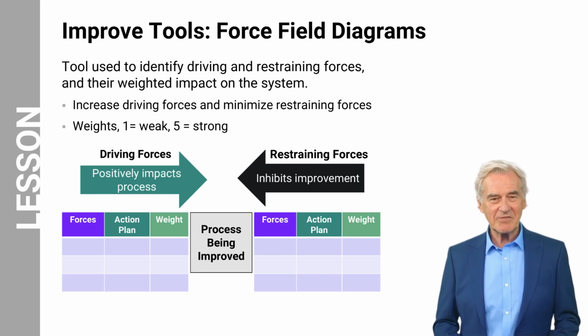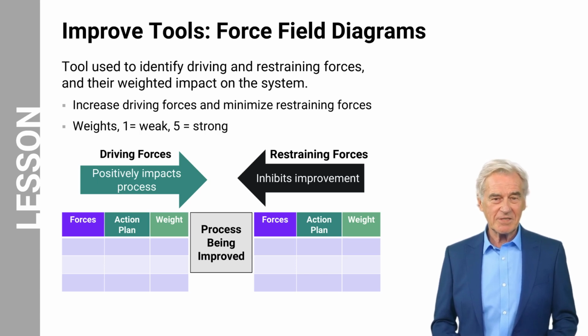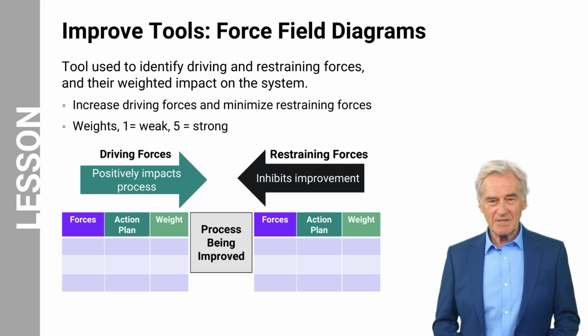After the team identifies the driving and restraining forces, they attempt to enhance the driving forces and minimize the restraining forces. For each driving and restraining force, a weight can be assigned to represent the given force's impact on the system. A weight of 1 is weak and 5 is strong. A template for creating a force field diagram is shown here.